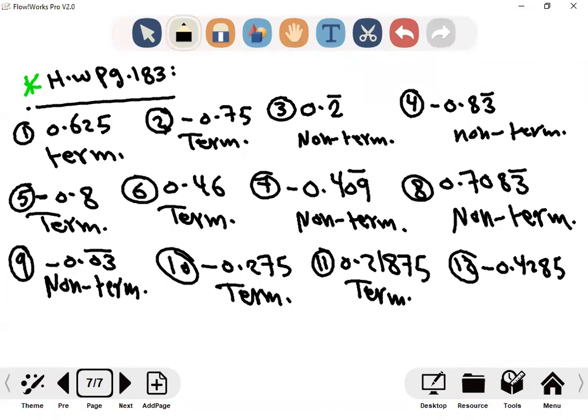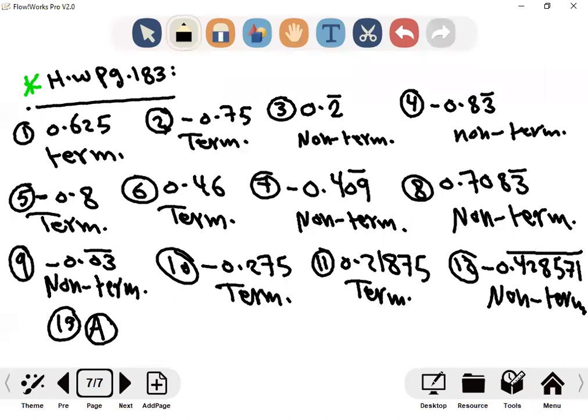-0.428428571, and this is all what? Repeated. What does this mean? It means 428571, right? Then 428571, then 428571. Okay, it is non-terminating. And we have question 13, it has 2 parts.